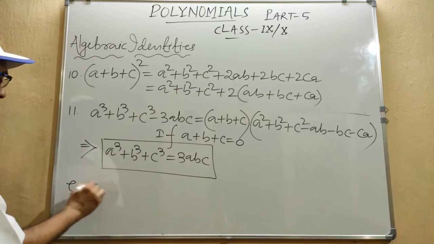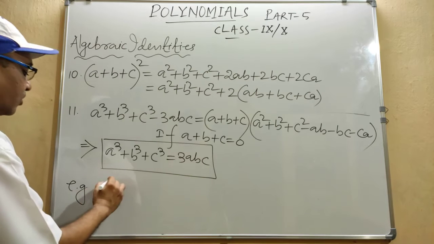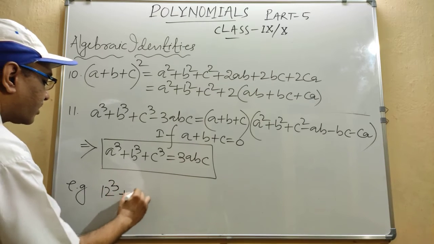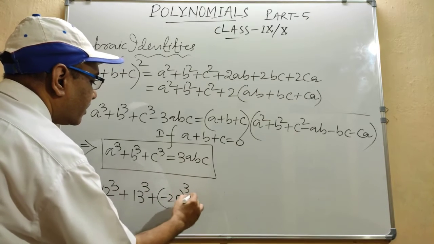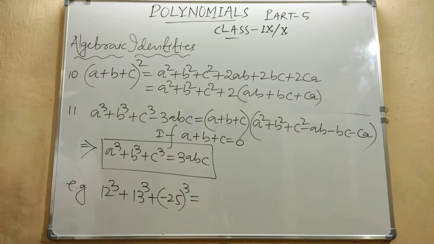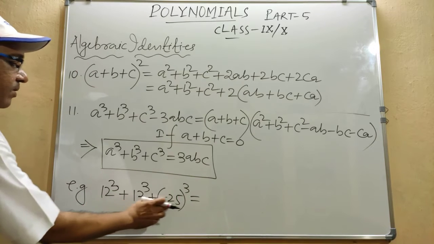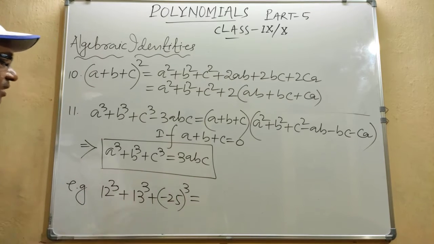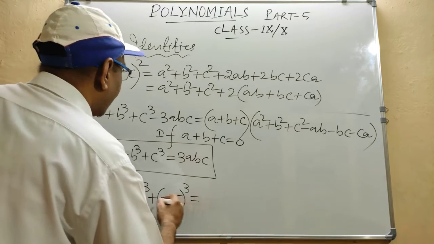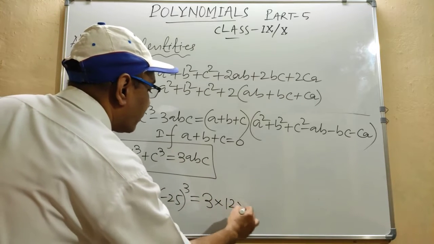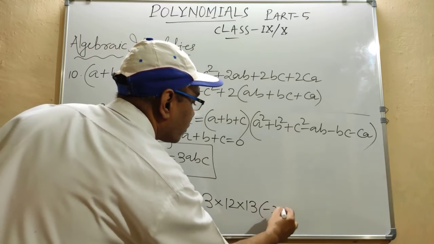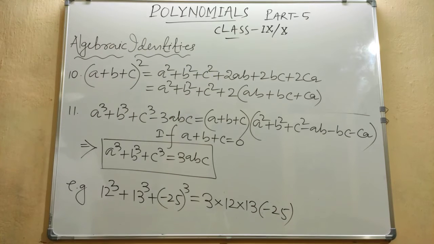As for example, suppose you have to find 12 cube plus 13 cube plus minus 25 cube. No need to find their cubes. Here this is a, this is b, this is c. a plus b plus c is 0: 12 plus 13 plus minus 25 is 0. Therefore, this will be simply a cube plus b cube plus c cube equals 3abc, 3 into 12 into 13 into minus 25. Answer will come in minus. You will multiply whatever comes, that will be the answer.